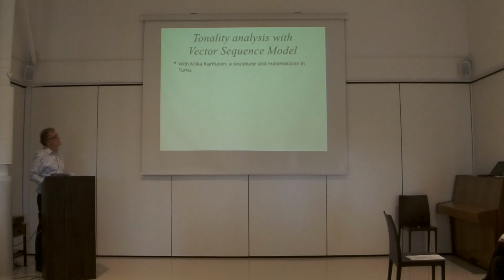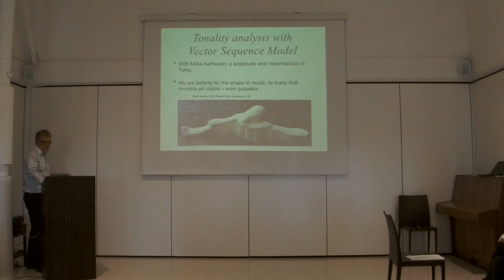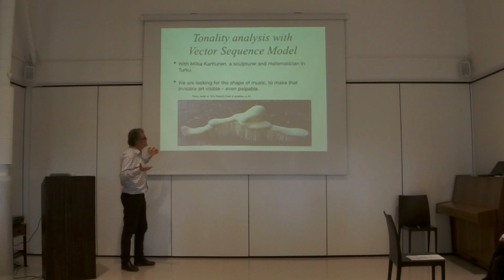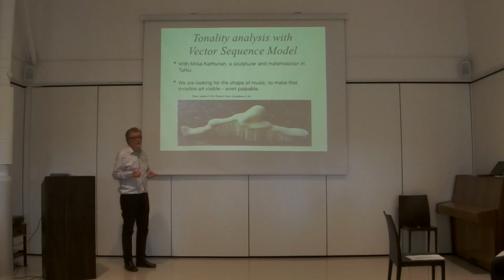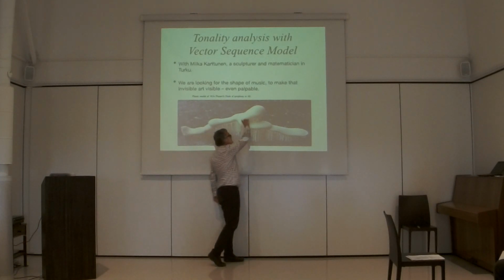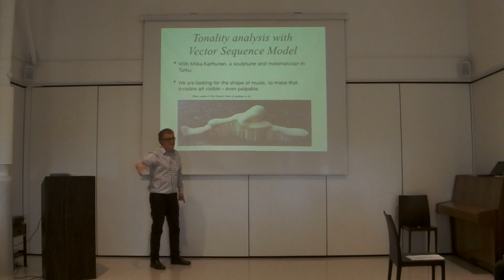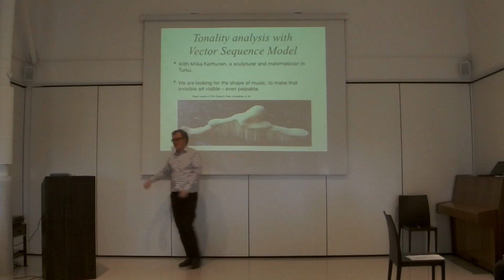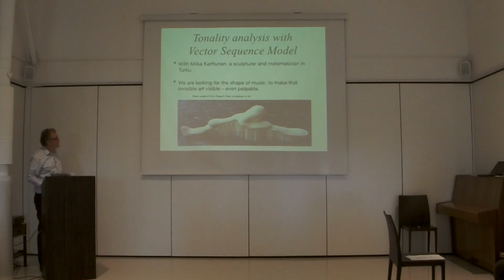In 2015-2017, I worked with Mika Karttunen, a sculptor and mathematician in Turku. And we wanted to see how music looks if it's changed to sculpture. And this is a plastic model of Wolfgang Amadeus Mozart's last movement of symphony number 14. You see, it's about tonality, and you know that there is very strong modulation there in the middle of the piece.